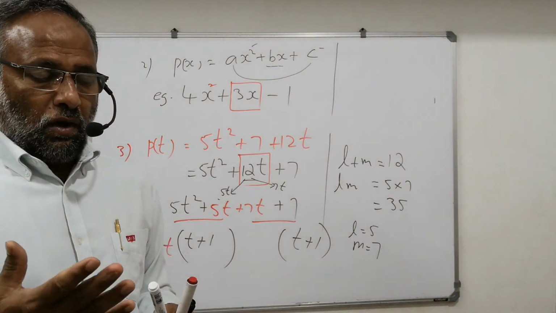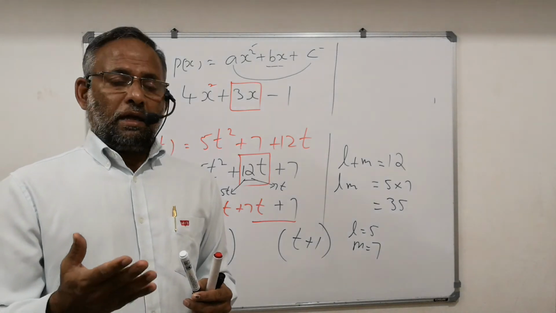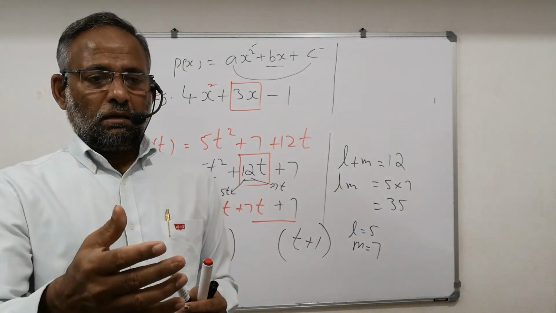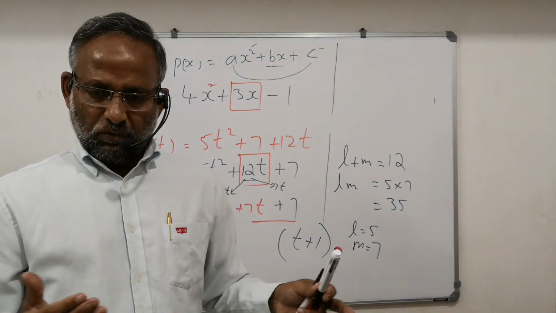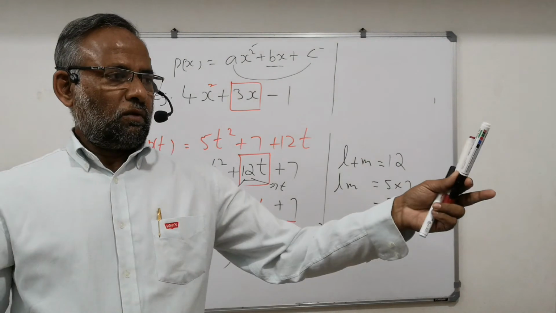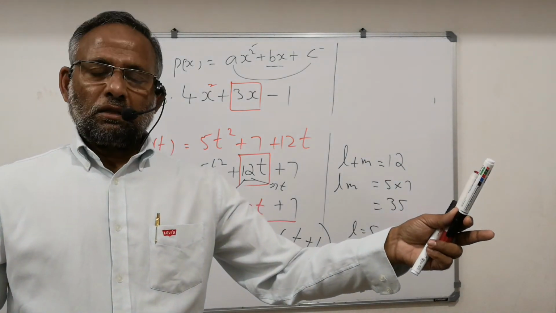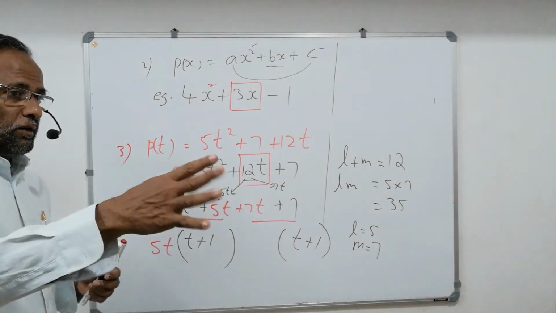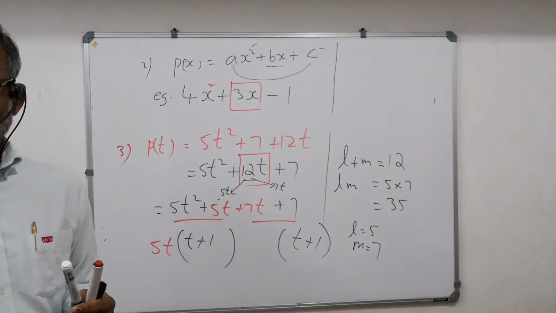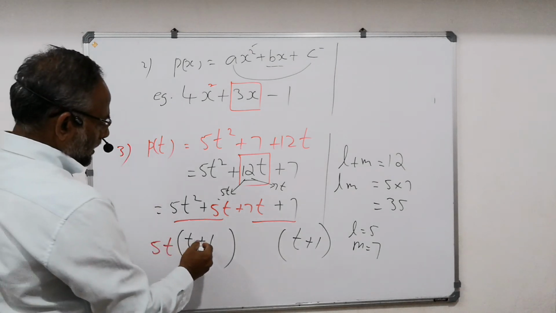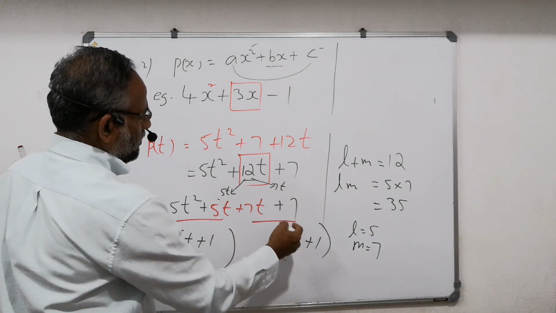Understand? If you have 50 and she has 100, I cannot take 100 from both of you. I can take 50 from you, Ziyad, and 50 from Fatima also. Understand? 100 I cannot take, because Ziyad doesn't have it. So the common thing I am taking outside: t plus 1, t plus 1.